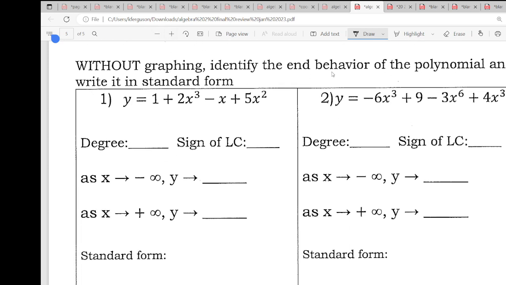So now, without graphing, identify the end behavior of the polynomial and write it in standard form. So we got to write this thing in standard form. We got to get what the degree is. We got to have the sign of the leading coefficient, and then determine what that means for our end behavior.